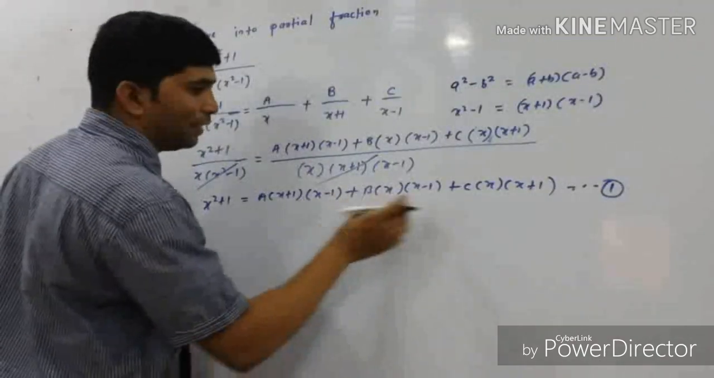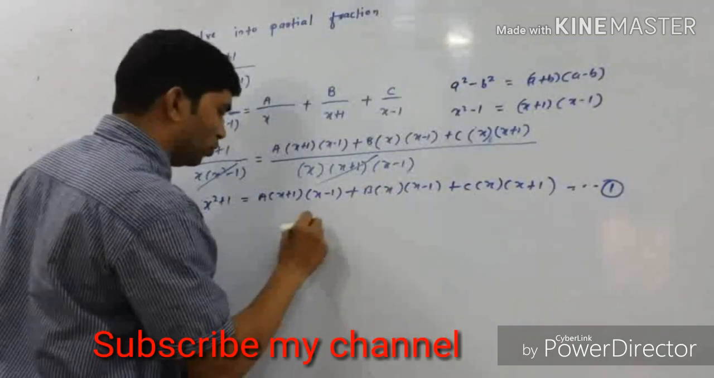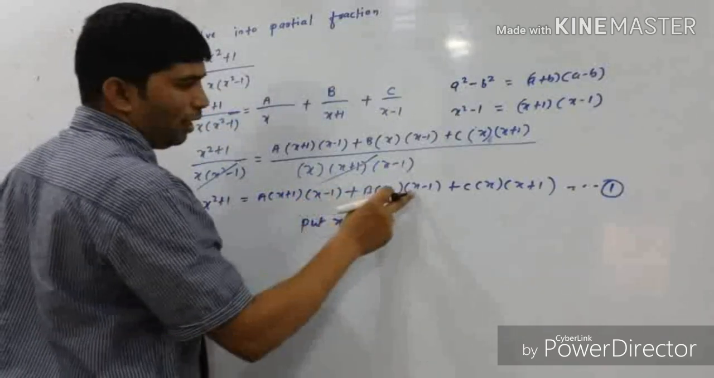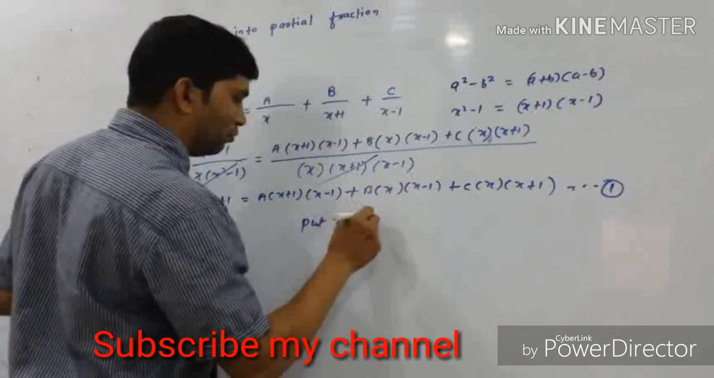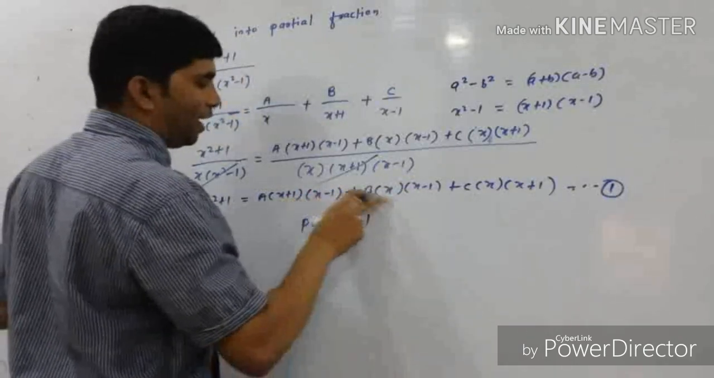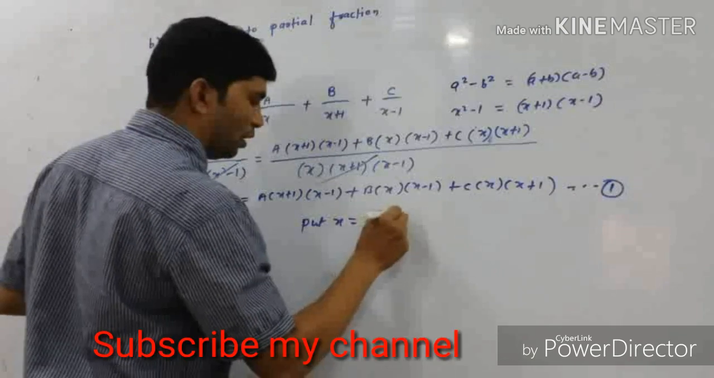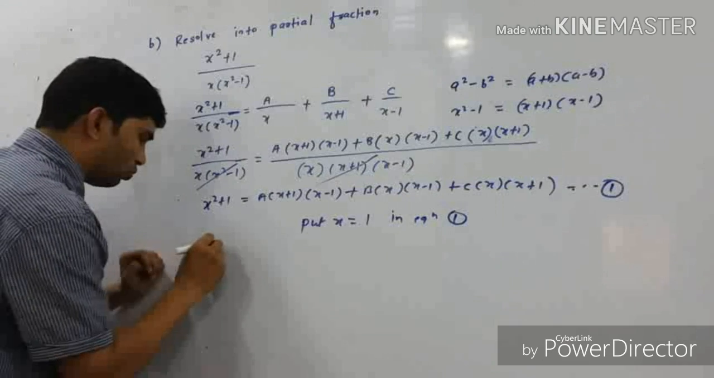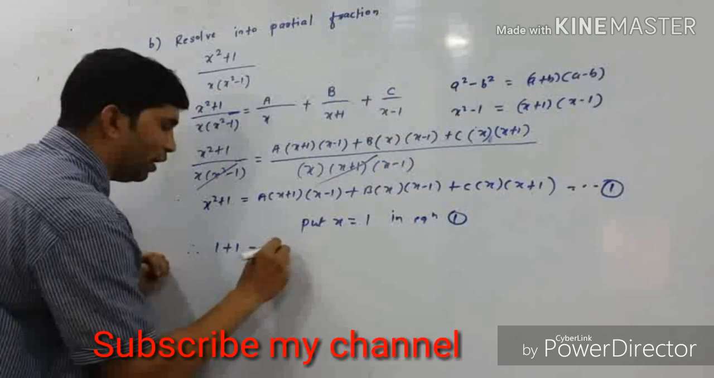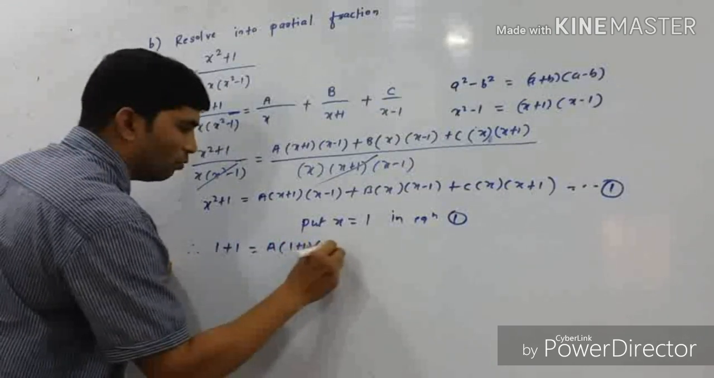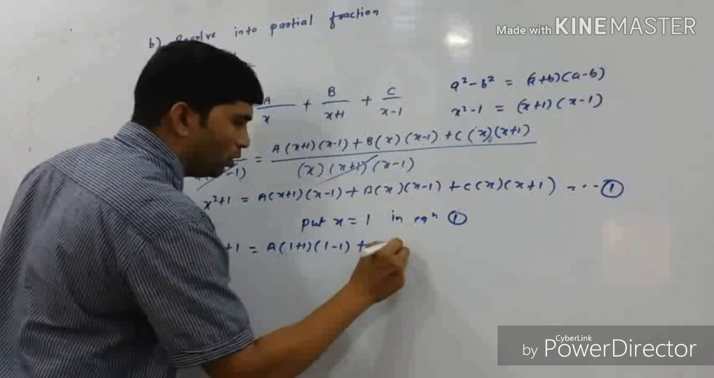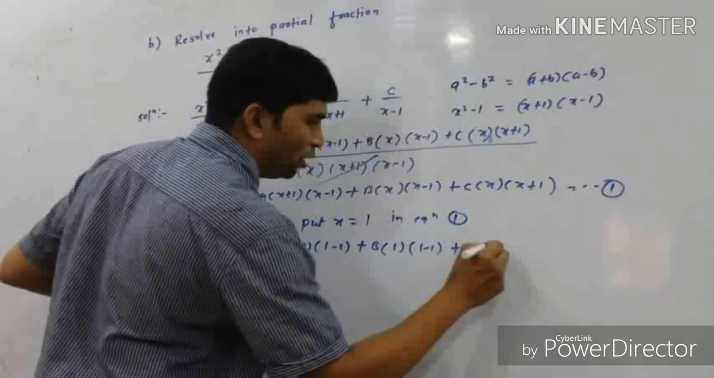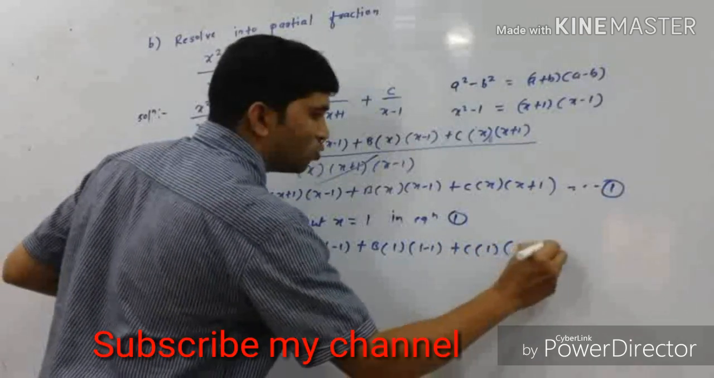We have to calculate c. So put x is equal to 1, see this, here x minus 1 and here also x minus 1. By putting 1 we can omit this a and b. So x is equal to 1 in equation 1. So we get here 1 square is 1 plus 1 is equal to a into 1 plus 1, 1 minus 1, plus b into 1, 1 minus 1, and plus c into 1, 1 plus 1.